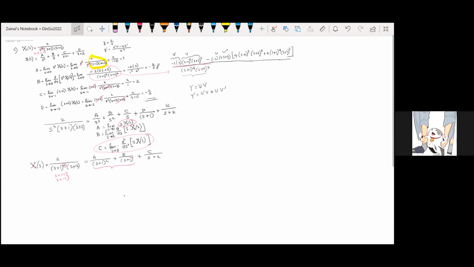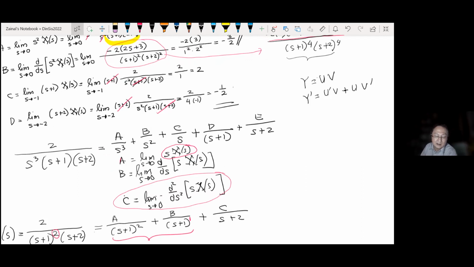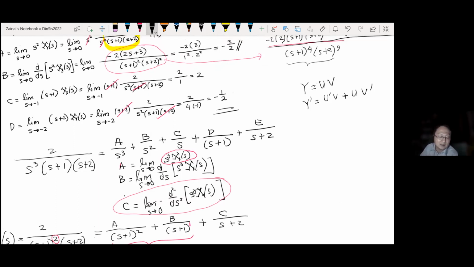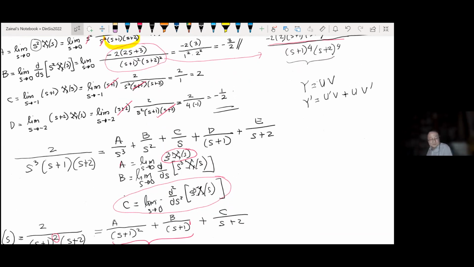Pak, untuk yang A itu limit S pangkat 3 kali X(s) atau S pangkat 1, Pak? Limit S menuju 0 dari S pangkat 3 kali X(s) atau S pangkat 1 dikalikan X(s)? Oh, S pangkat 3, sorry, benar kamu. Jadi ini pangkat 3, ini pangkat 3. Kalau pangkat 3, pangkat 3-nya hilang. Kalau ini pangkat 2, pangkat 2-nya hilang. Ya, pangkat 3. Ada yang mau tanya lagi, silakan.